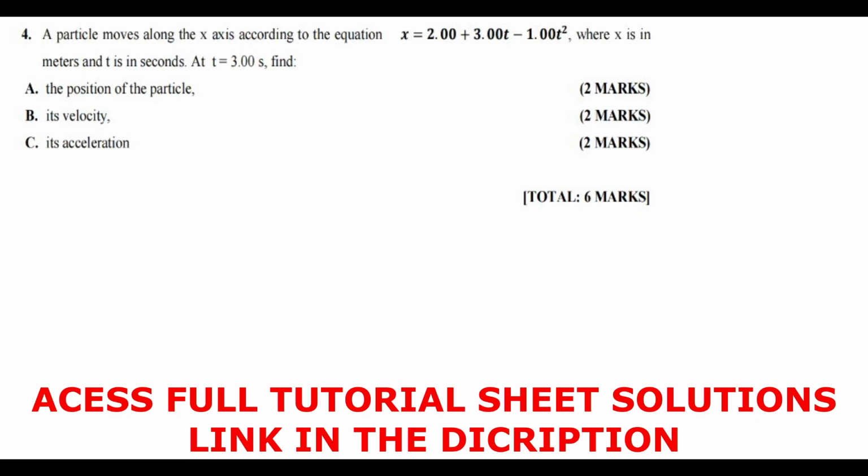a particle moves along the x-axis according to the equation x is equal to 2 plus 3t minus 1.0 times t squared, where x is in meters and t is in seconds, at t is equal to 3 seconds. Believe me, whether you like it or not, a question similar to this you are going to see in either test 1 or in your exam. These are one of the most interesting questions under linear motion.